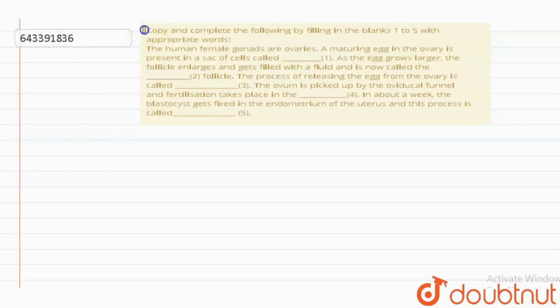Hi everyone. So the question says, copy and complete the following by filling in the blanks 1 to 5 with appropriate words. The human female gonads are ovaries. A maturing egg in the ovary is present in a sac of cells called as the first dash.